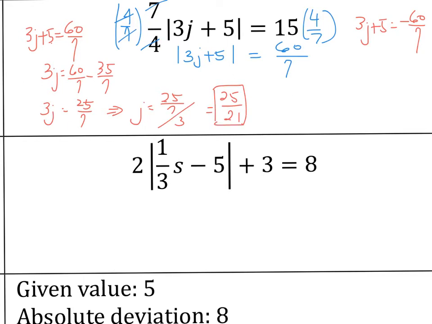And my other one, 3j equals negative 60 over 7. Subtract 35 over 7, refers to this one. And 3j equals negative 95 over 7. And j would equal negative 95 over 21.